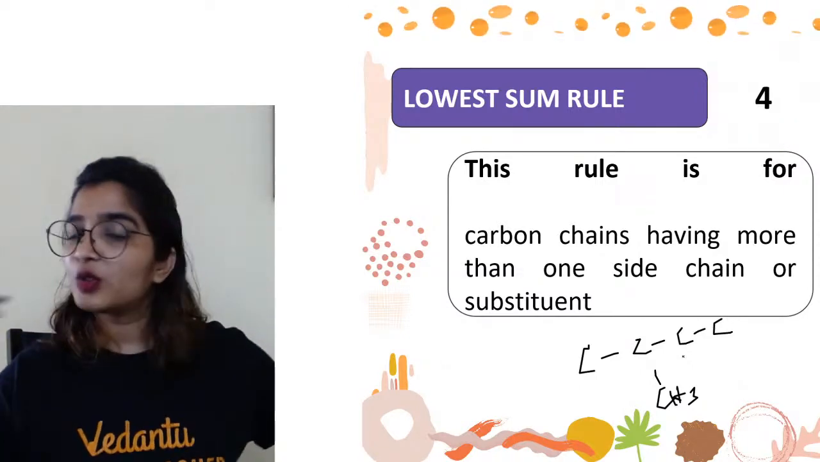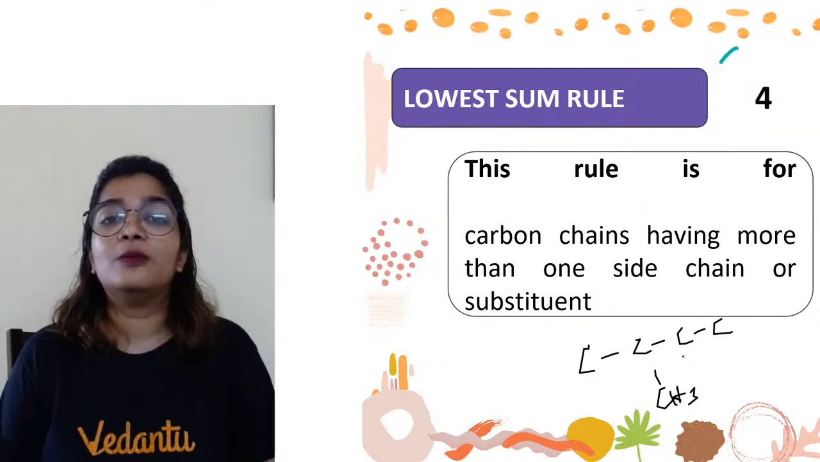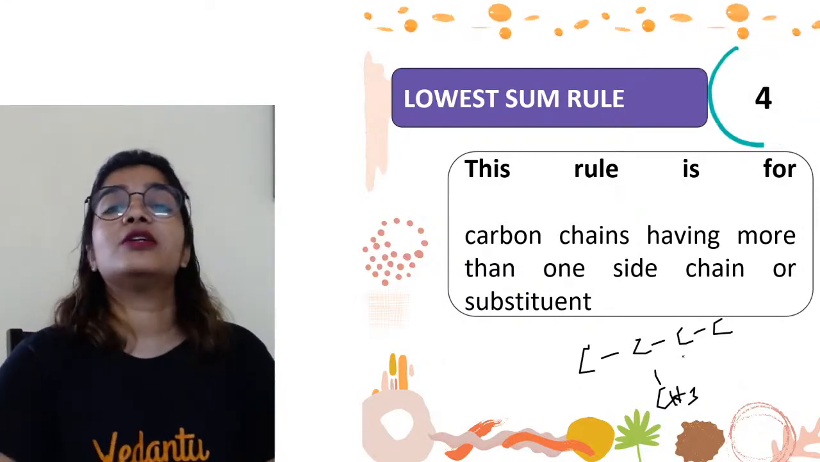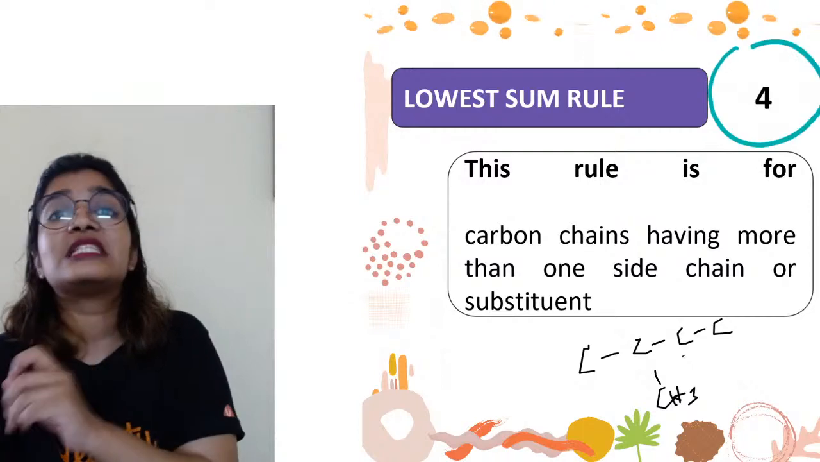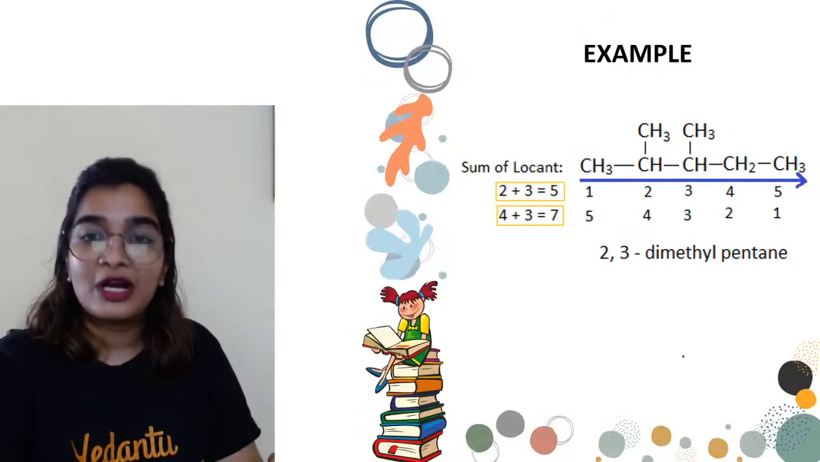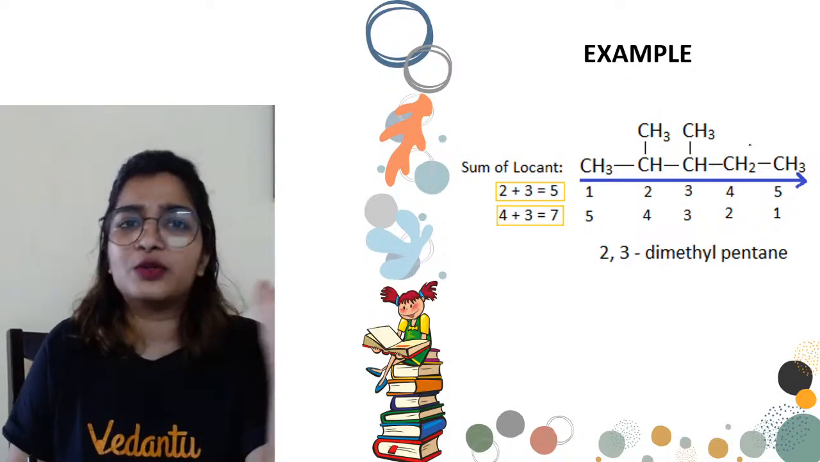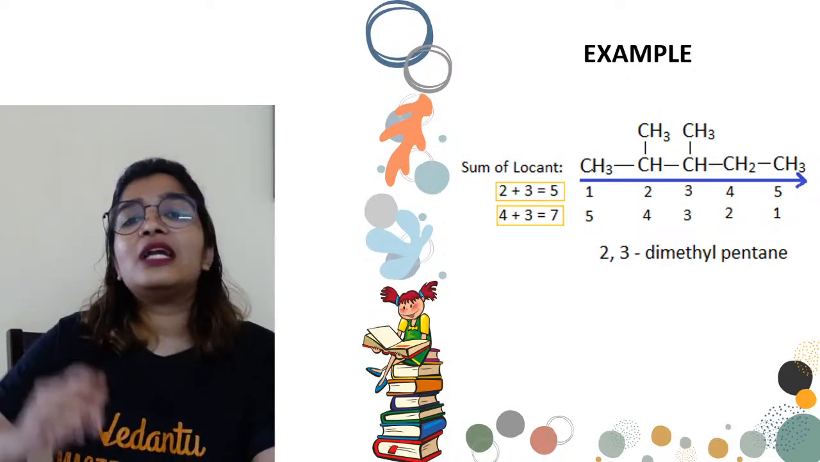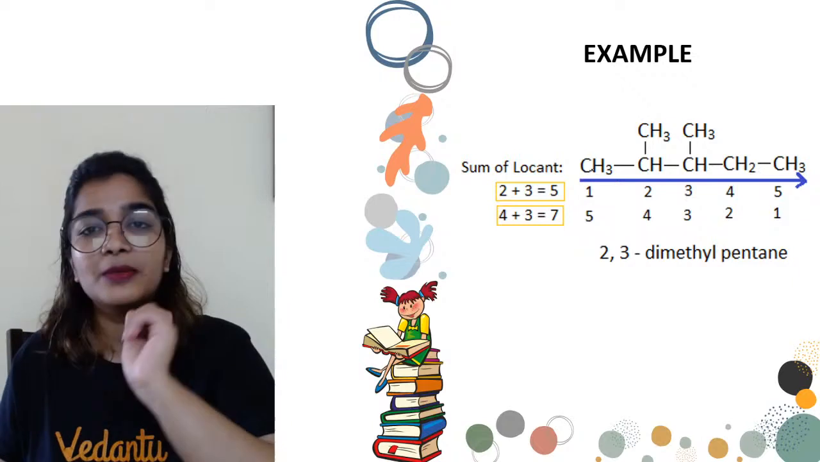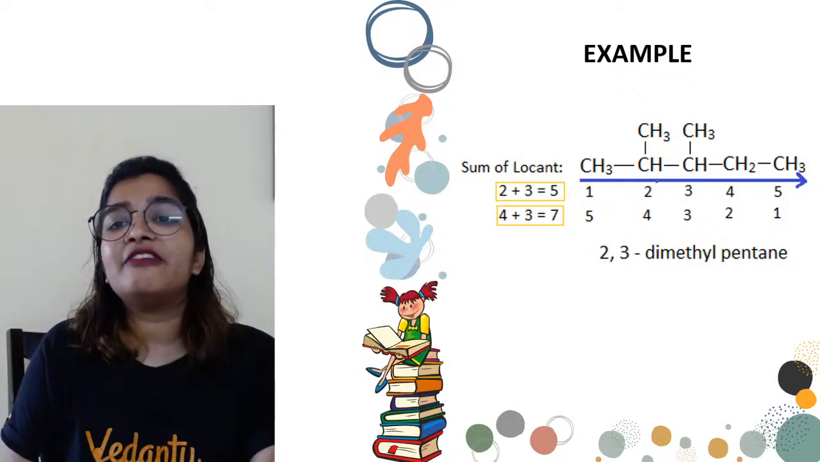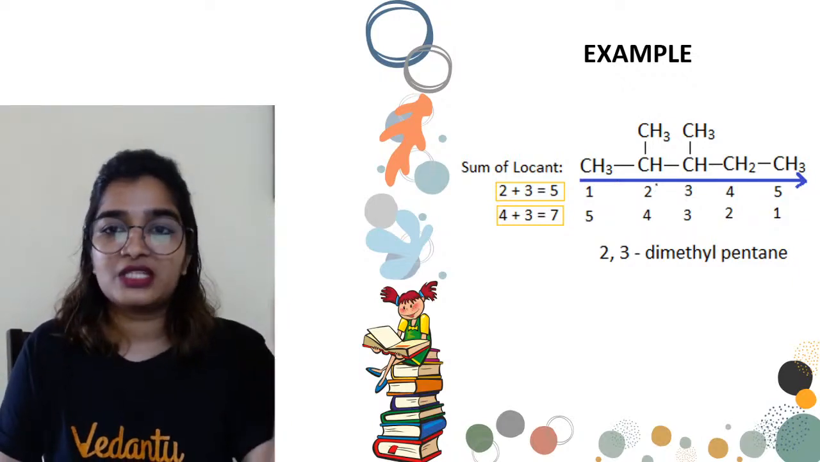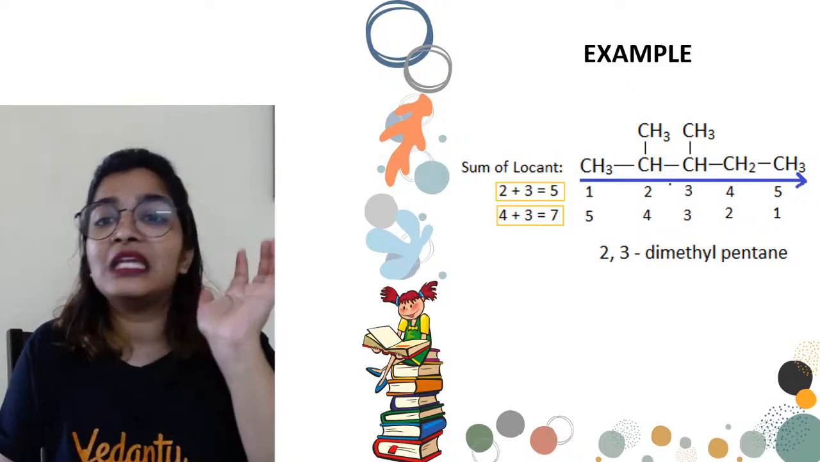Both cannot have 2, 2 or 3, 3. No. That is why we have this rule, the lowest sum rule. Then what you have to do is, we have this example. Look, you have two methyl groups, right? And there are two ways of giving it the number. From left to right, it will have 2 and 3 positions. That is 2,3-dimethyl.